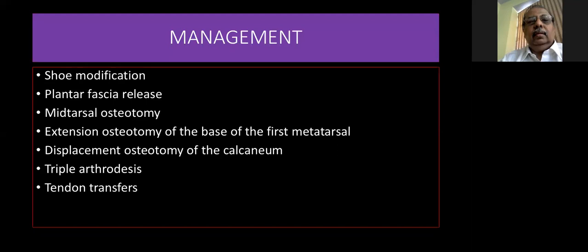Then a mid-tarsal osteotomy can be done to correct the cavus deformity. Extension osteotomy of the base of the first metatarsal to correct the metatarsal drop. Then you can do a displacement osteotomy of the calcaneum to correct a rigid calcaneovarus. You can do triple arthrodesis, and there are tendon transfers, especially the modified Jones transfer, which all of you should know, where the EHL is transferred onto the first metatarsal to correct the dropping of the first metatarsal.